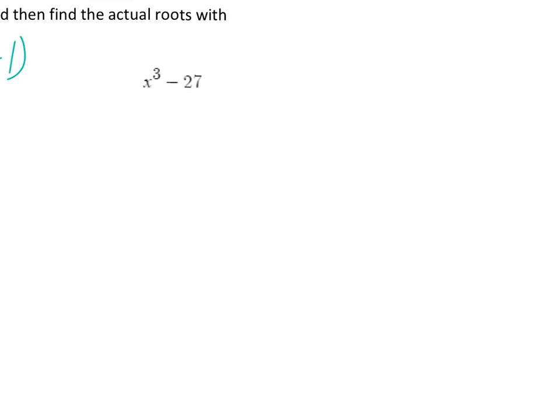This time we're missing some zeros, and that's okay, because as we need to do for synthetic division, we're going to put them back in. So this equation is really the same as x cubed plus 0x squared plus 0x minus 27. Our leading coefficient is 1, plus or minus. Our constant, we got a negative 27.